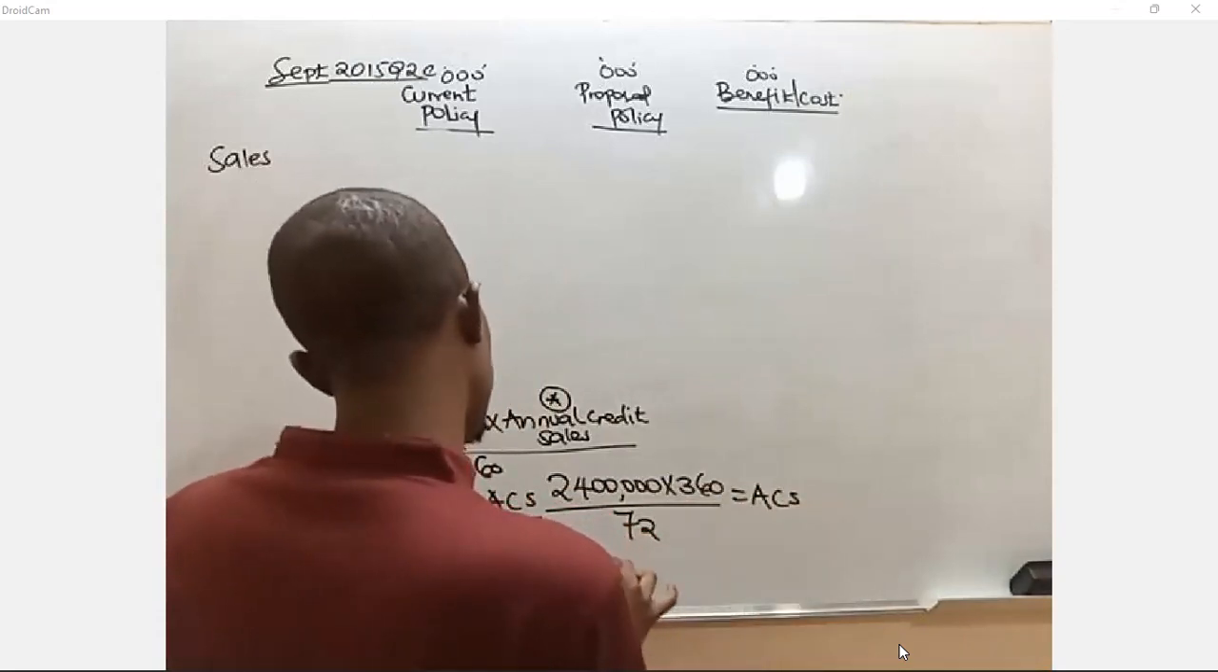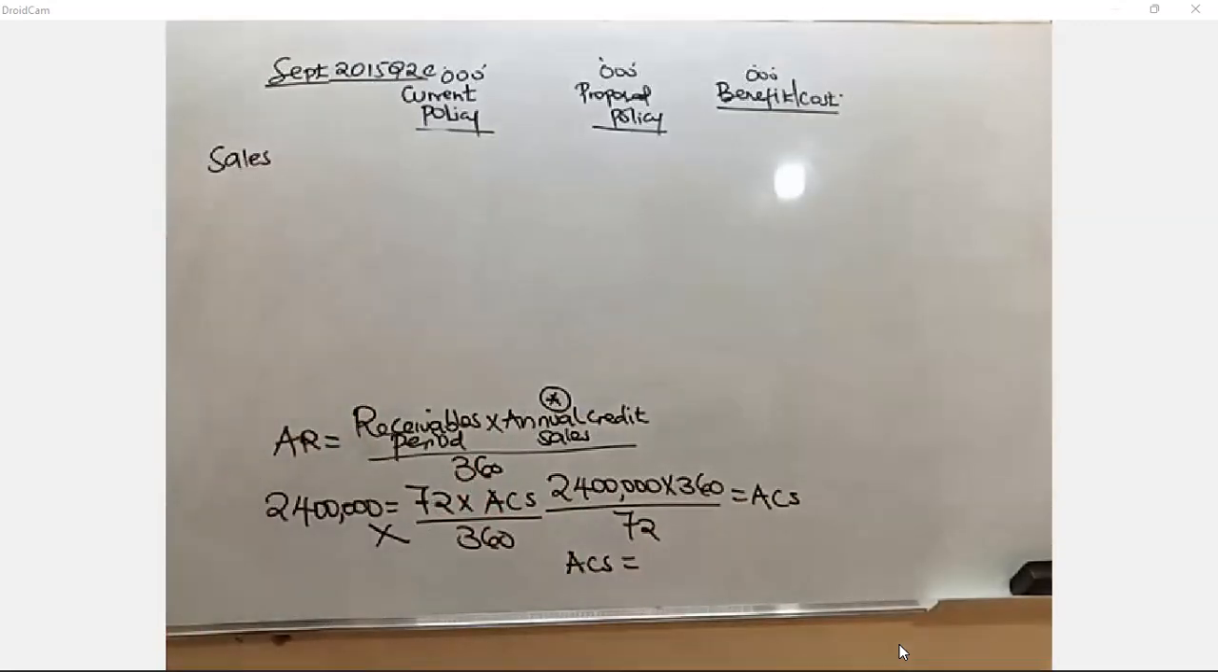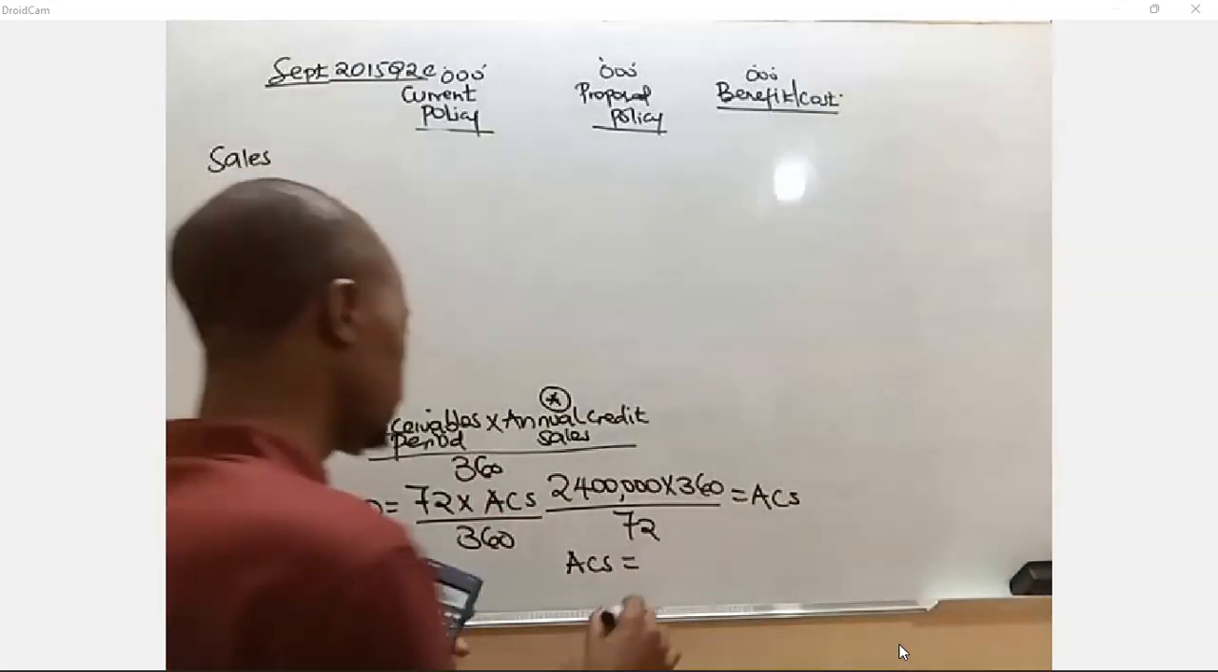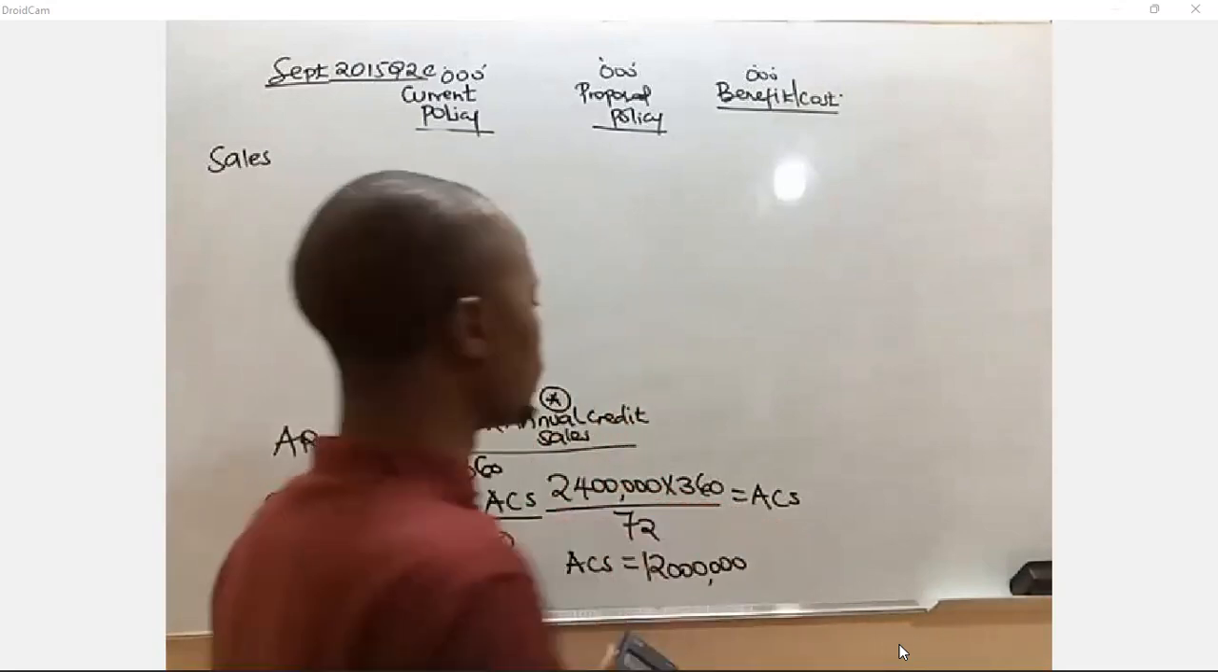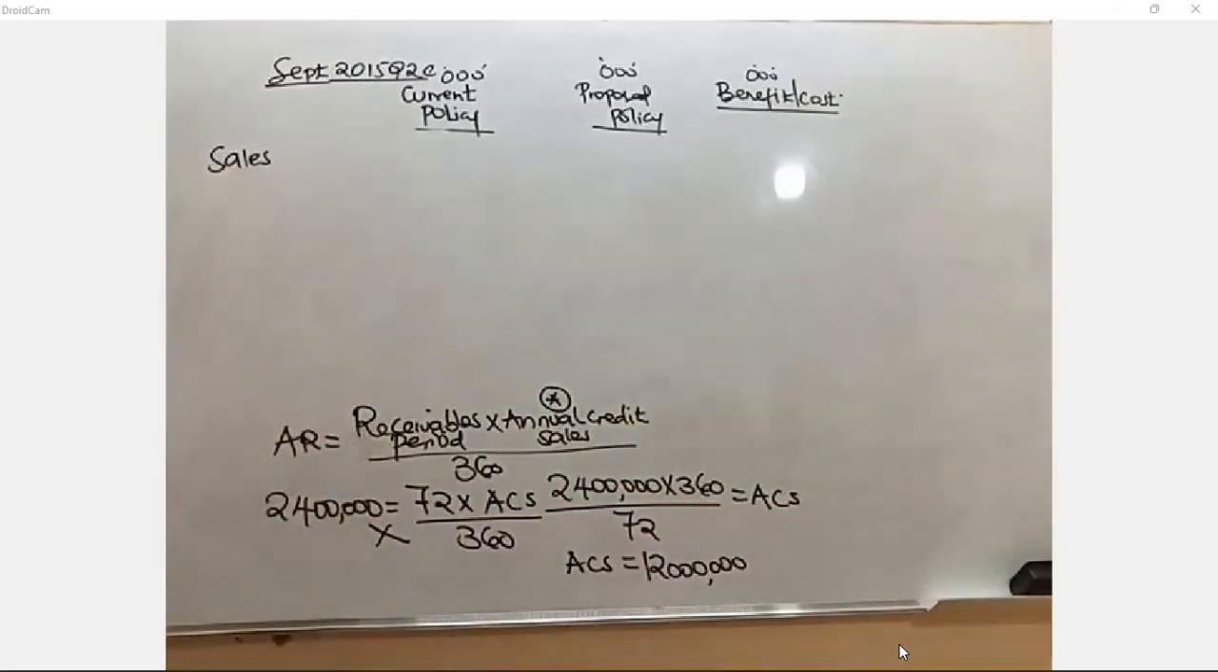So how much is our average credit sales there? Just take your calculator. It will be 2.4 million times 360, divided by 72, getting 12 million. So it means we have not yet gotten our total sales.